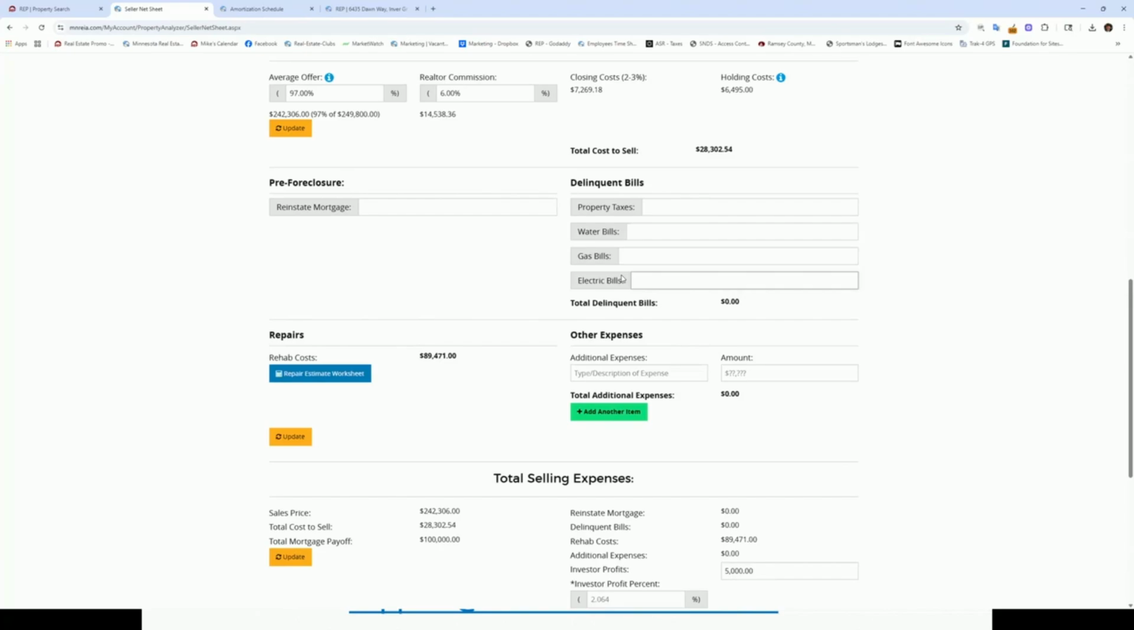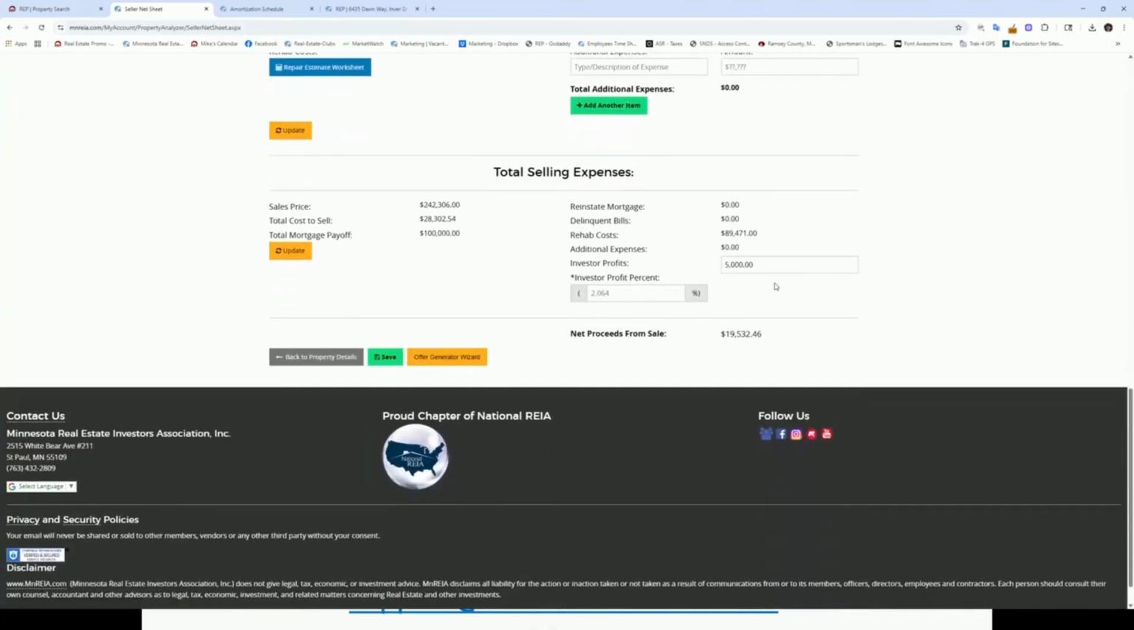So now the sellers have a nice clean slate, and that allowed them to get moved out of the property and into their next rental property and reactivate their utility bills at their new places. Come all the way down here, it ties it all together, and it's showing that the seller has a net proceeds of 19,000.